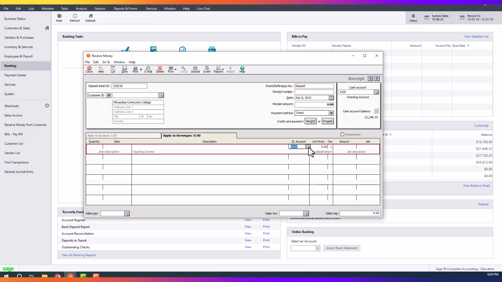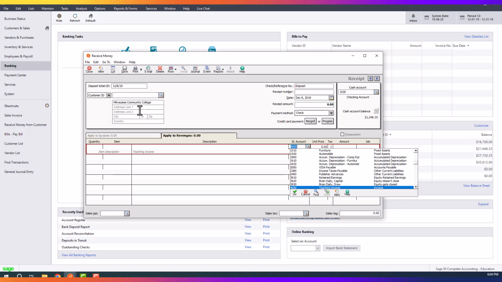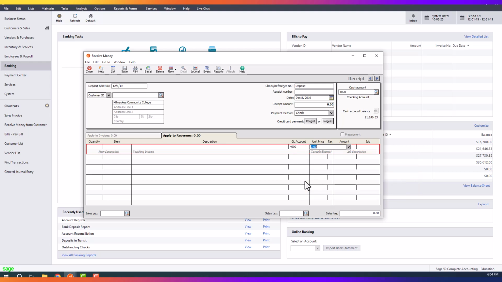And now I'm going to specify the general ledger account. This is coming from Milwaukee Community College, so the source of income is teaching income. Make sure that's selected. And then I'm going to click in the amount field, and I'm going to type the amount, $2,716.19. Making sure this is depositing to our checking account and showing up as teaching income. It looks like all the details are good, so I'm going to save the transaction.